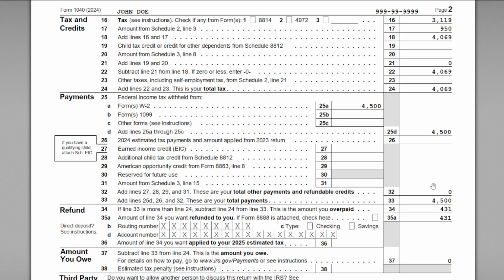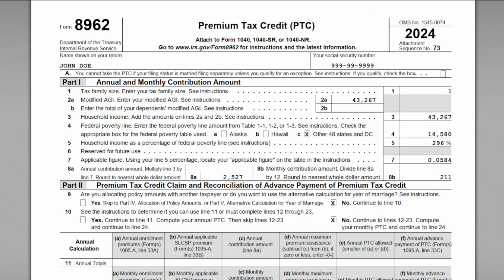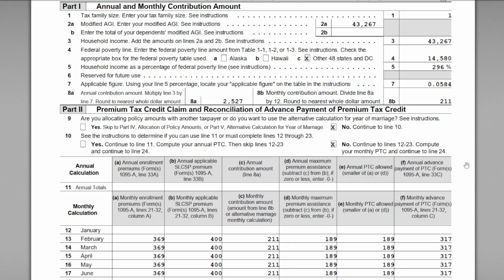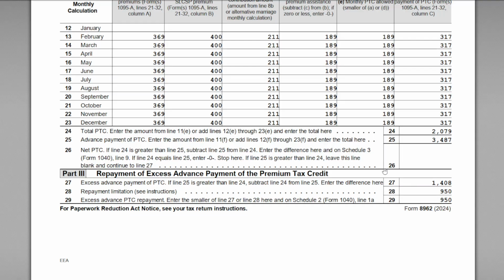And again, that's why it's really important to include the 8962 if you've got your 1095-A, because the IRS needs to see whether or not you have to repay some of that PTC, or again, it might work in your favor if you were underpaid advanced amount. So going back to the form here, if you have an amount on line 26, it means that you didn't receive enough of an advance payment, and that would increase your refund and not decrease it.